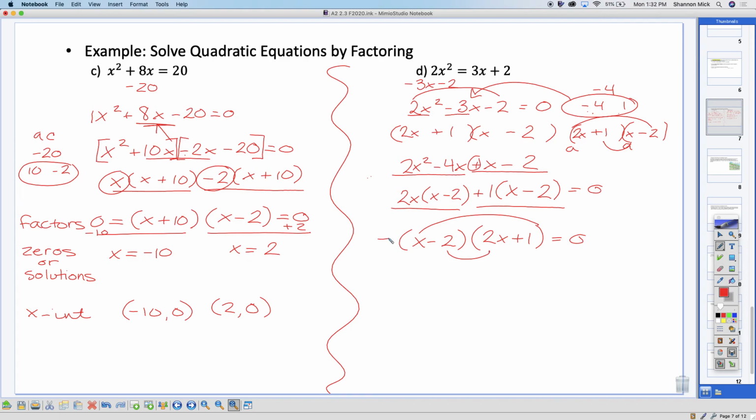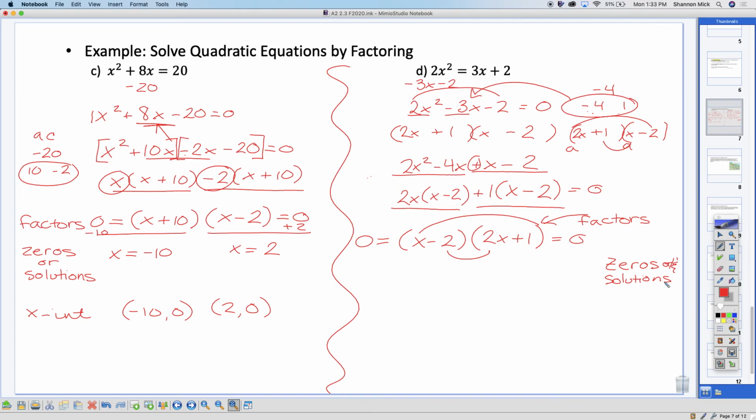Okay, so set both of them equal to 0, correct? So what do I have here though? What are those? Factors. When I set them equal to 0, what am I finding? The solutions. Zeros and solutions. Solutions.